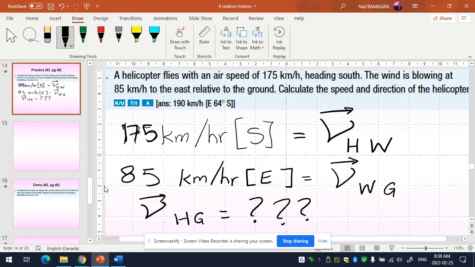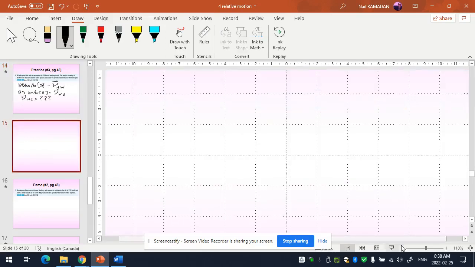Does this look like somewhat the jet F-15 problem? What directions do we have, by the way? What are the only two directions mentioned in the problem? South and east. What's so special about the south and east? They're what to each other? Perpendicular. So this is still a right triangle problem. Okay. Now let's go to the next slide and actually start with the solution. All right.